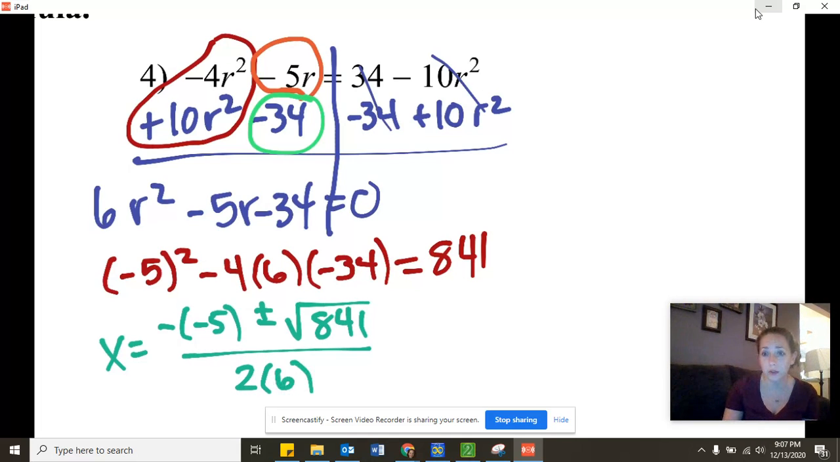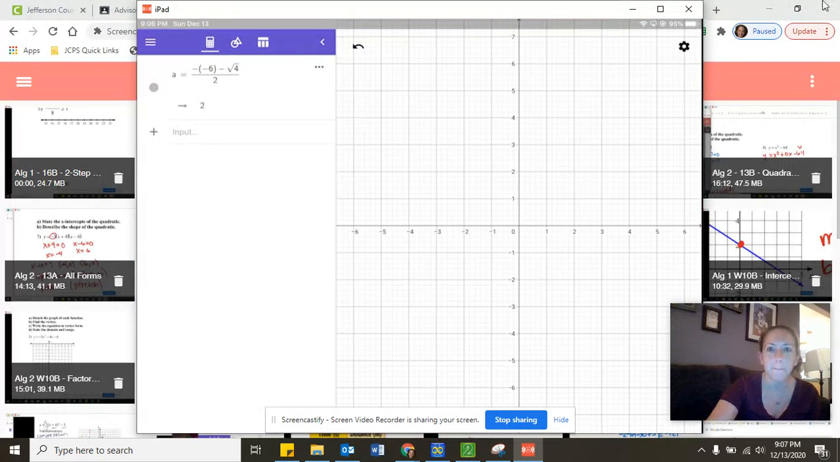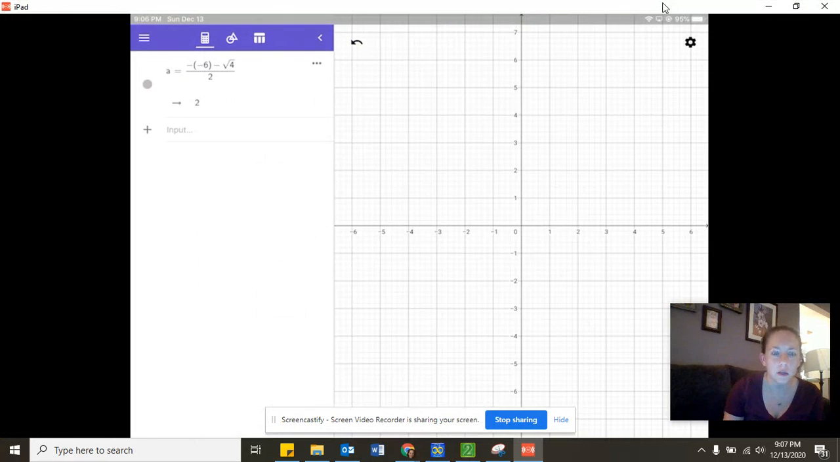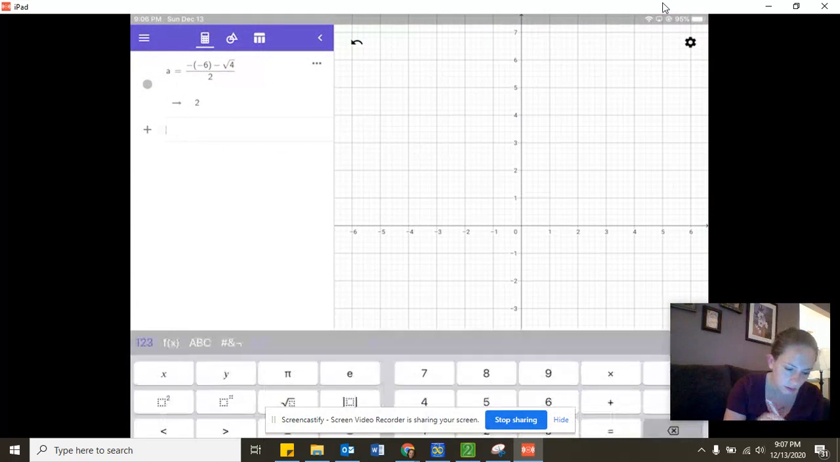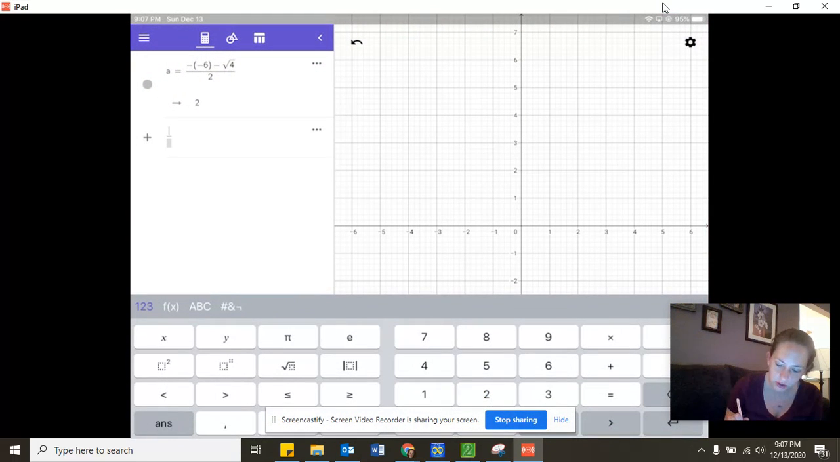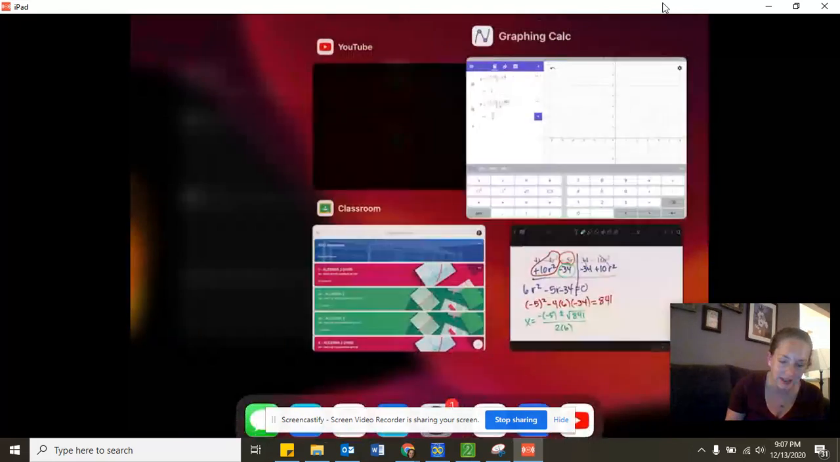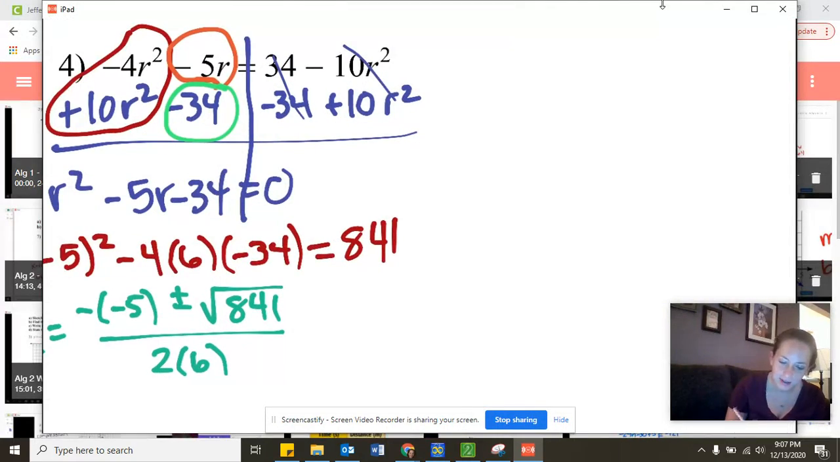So I'm going to go over to the calculator. And let's see, go ahead and hit divide first so I get the big fraction. Negative 5. First time is just going to be plus. Square root of 841. And 2 times 6. So I get 17/6.